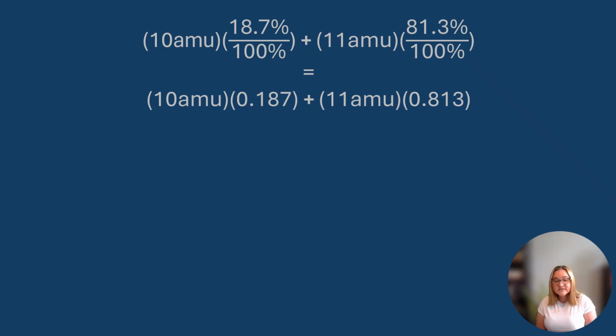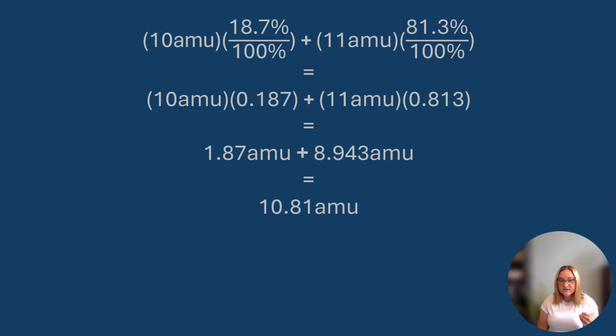This equation includes the contributions to the whole from both of our two isotopes. You simply determine the product for each isotope, leaving you with two decimal place values, which you sum together, which gives you the average atomic mass.